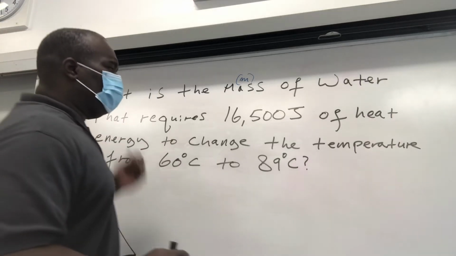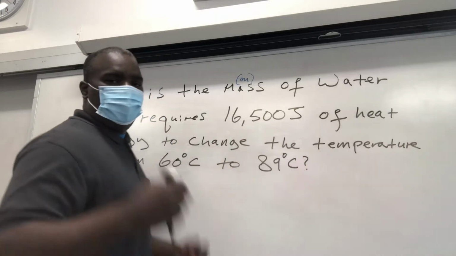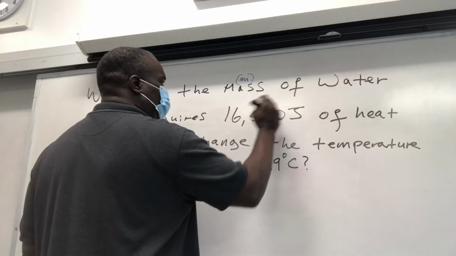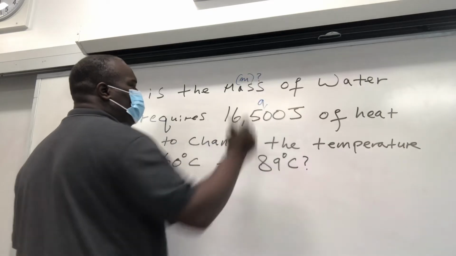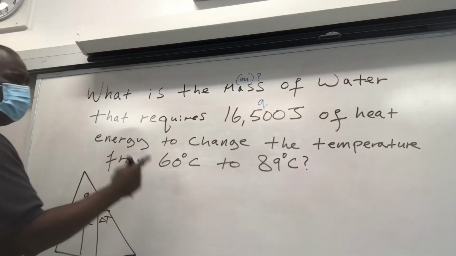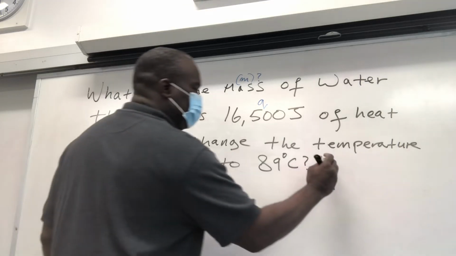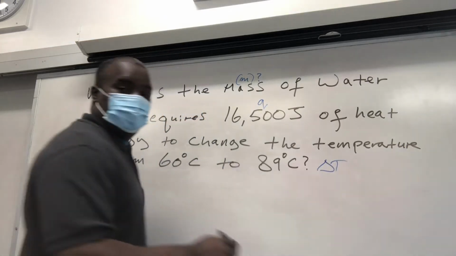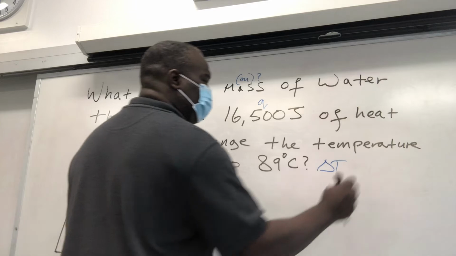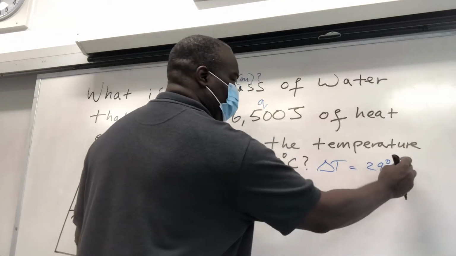Now, it requires 16,500 joules. Automatically, when you see joules, what letter is that? Yes, it's going to be Q. That's our Q value. The mass right here, we don't know. Okay, you continue reading. Now here the temperature changes from what? From 60 degrees to 89 degrees. That's going to be our delta T. You make a little note somewhere. And from 60 to 89 should be 29 degrees C, our temperature change.